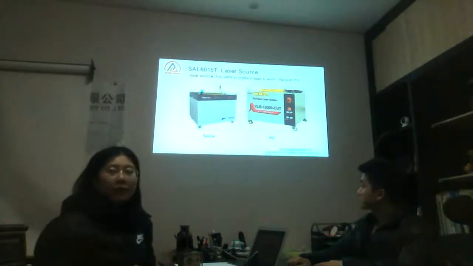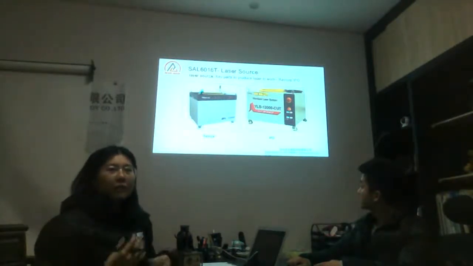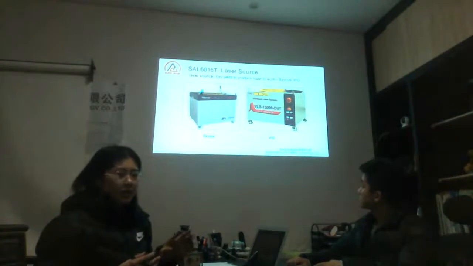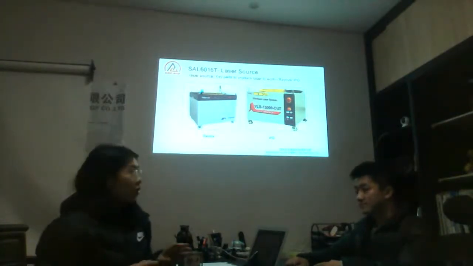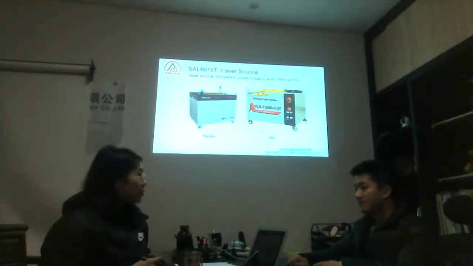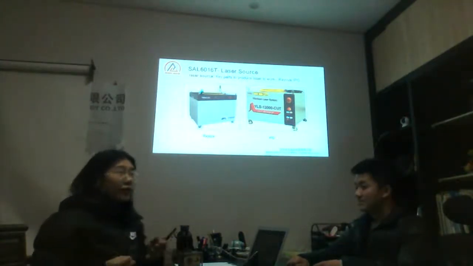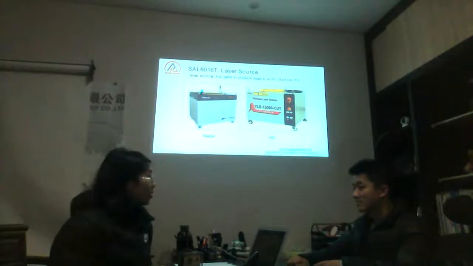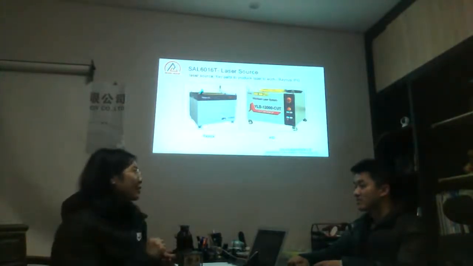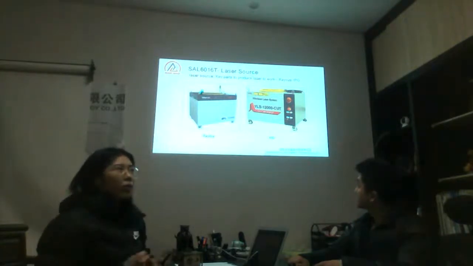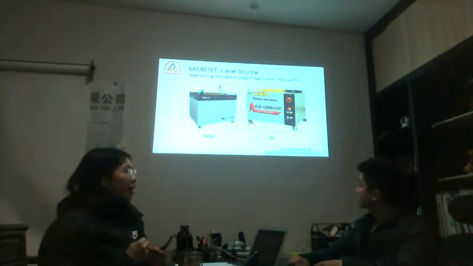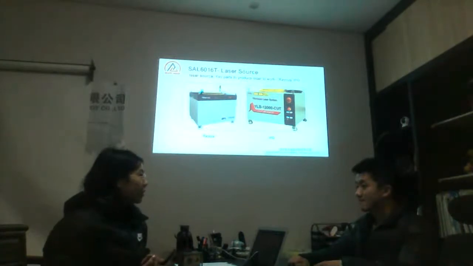And for the laser cutting machine, the other key part is the laser source, do you know? The laser cutting machine also has the same key part, the laser source. The laser source is a very important part of the laser cutting machine.